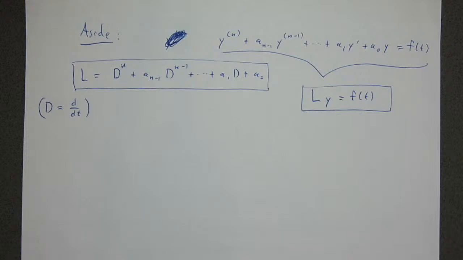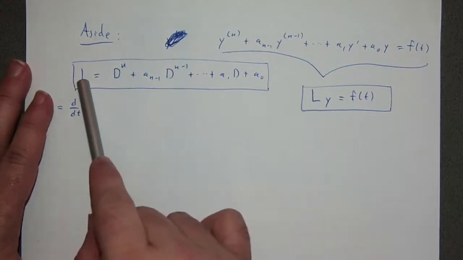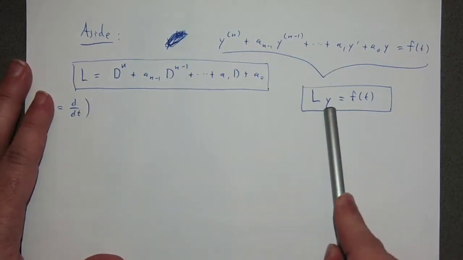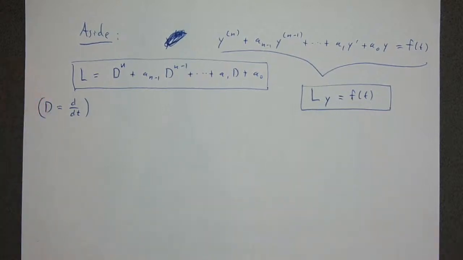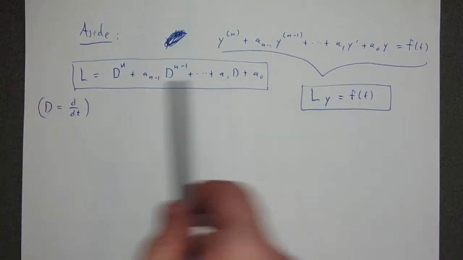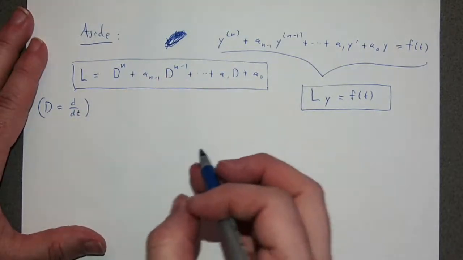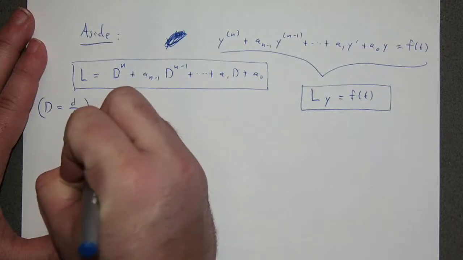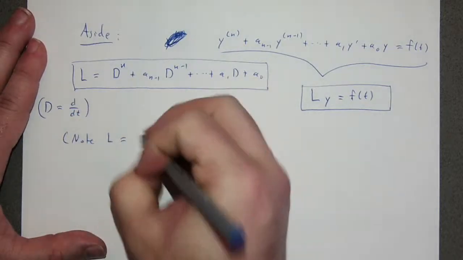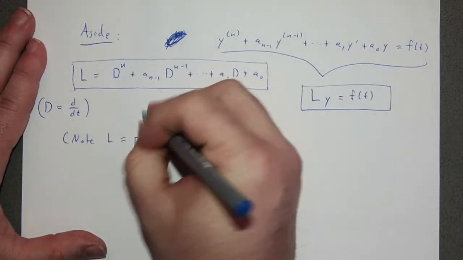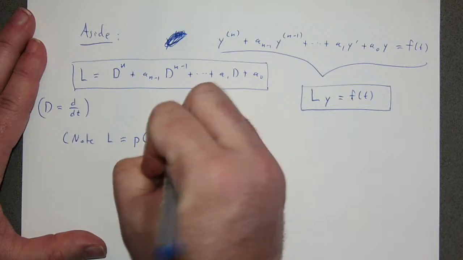Okay, you take the operator L, apply it to y, that's equal to f of t. Let's see what it means to apply it to y. So think about this as being a kind of polynomial. In fact, now that I've written it like this, you probably notice something. What is another way of defining the characteristic polynomial? Note, L is equal to the characteristic polynomial with D plugged in.